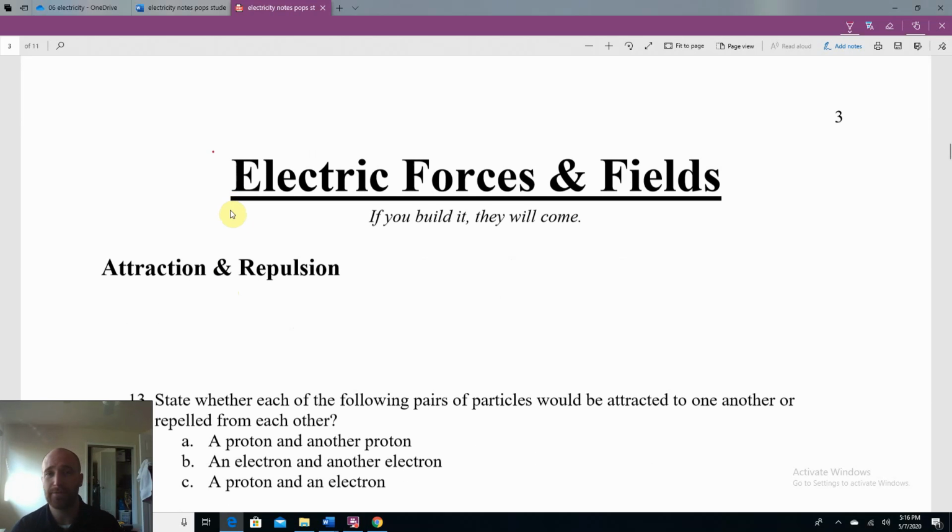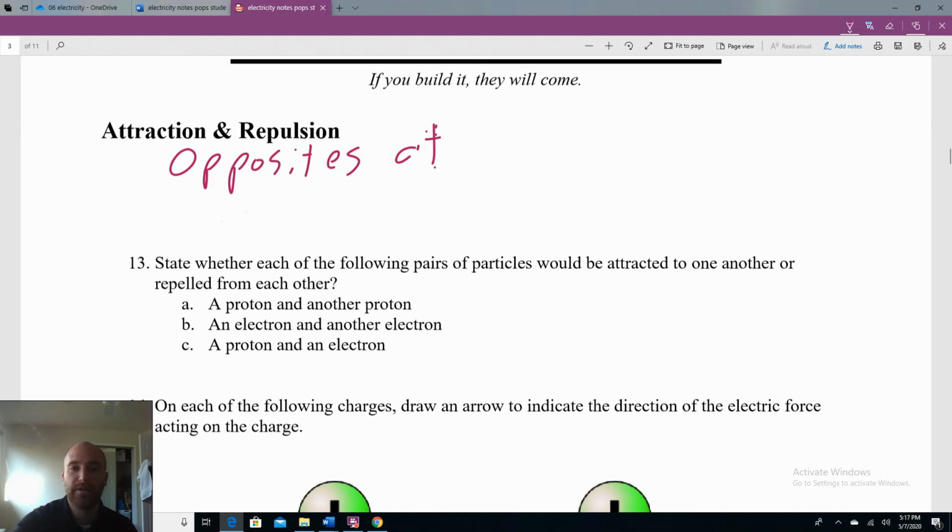So charges interact with one another. Like if you have a positive and a negative object, they'll either push or pull on one another. But how do you know which? Well, our rule here is that opposites attract, and by opposites I mean a positive and a negative. So opposites will attract one another, which means that they'll be pulled towards each other.